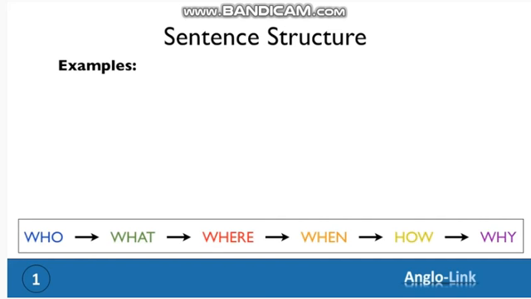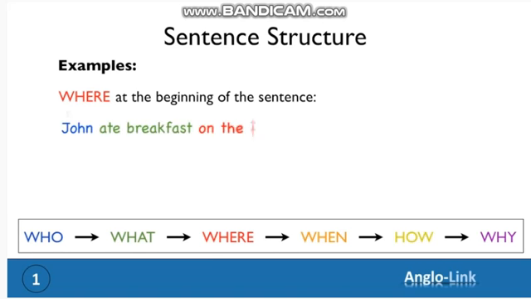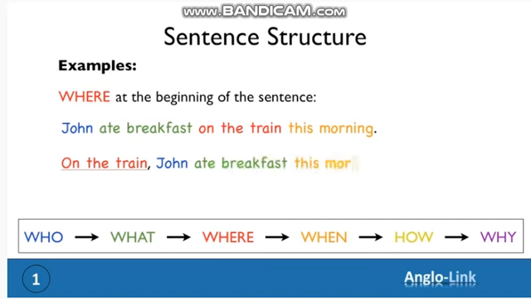Let's start with putting where at the beginning of a sentence. If we look at one of our earlier examples, for example, John ate breakfast on the train this morning, and put the element of where, that is, on the train, at the start of this sentence, you will notice that it doesn't sound very natural. On the train, John ate breakfast this morning, because there's no reason to emphasize this element. It's unnatural.